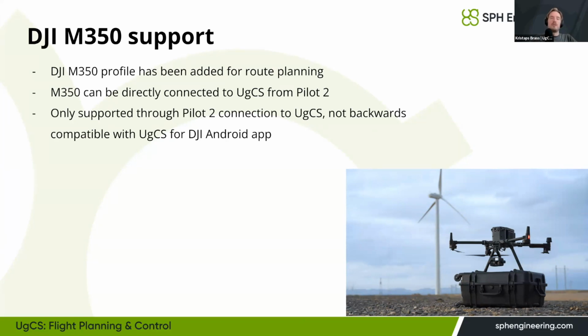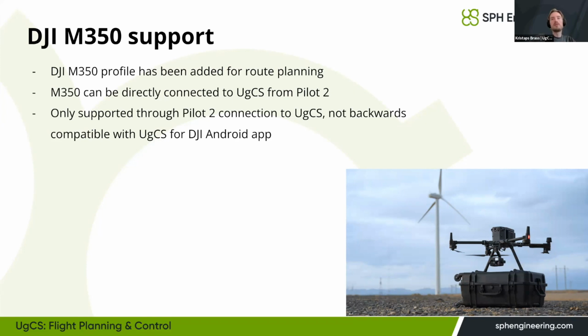So number one, about the DJI M350 drone. If you saw before on our site, this drone has now been officially added to the list of drones supported in UgCS. From the software, what this means: number one, the M350 drone profile has been added for route planning. So now it's available already within UgCS. You can plan routes for your M350 drone.